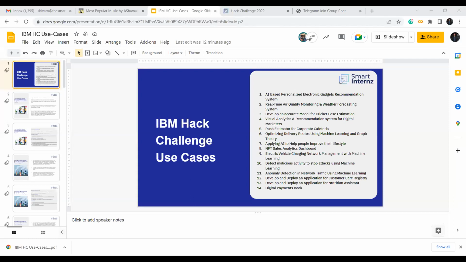I request you to please try using incognito mode. If you face any difficulties, post your queries into the Telegram channel.